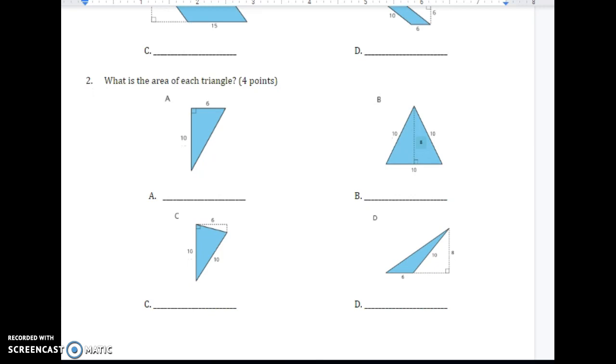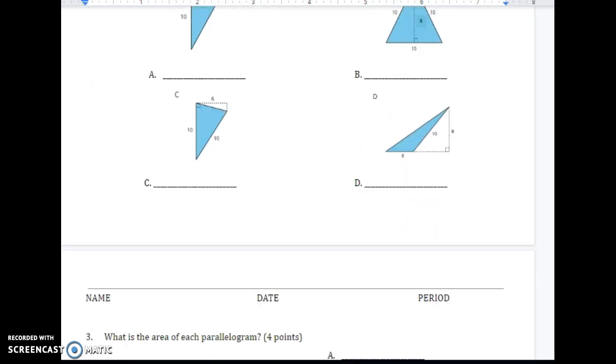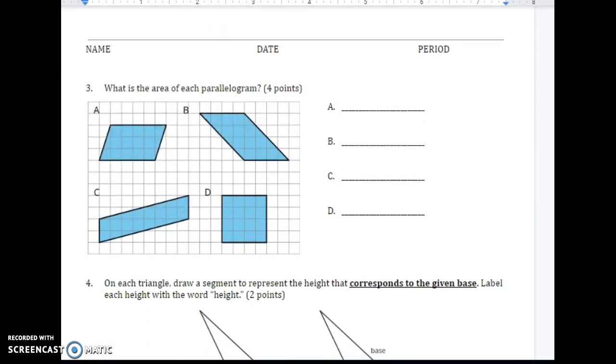Question 2. What is the area of each triangle? Question 3. What is the area of each parallelogram?